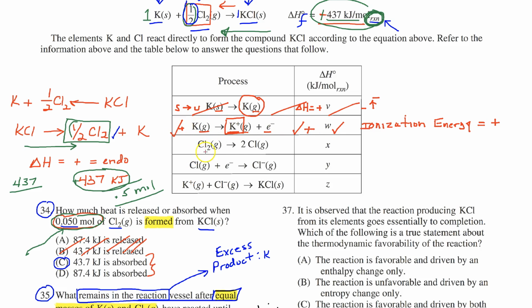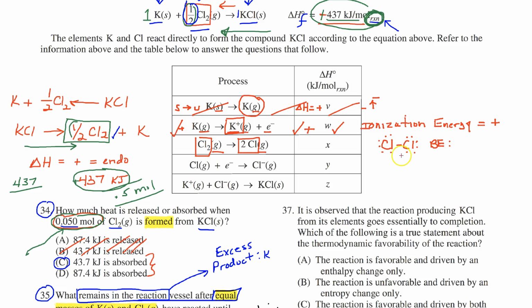Now have a look at this one: chlorine gas to chlorine gas. Well, that's not a change of phase. Look carefully. It's Cl2 becoming two chlorine atoms. What's happening here is we're breaking the bond between the chlorine atoms. The chlorine molecule has a bond, and bond energies, or better yet bond enthalpies, are always going to be positive values.